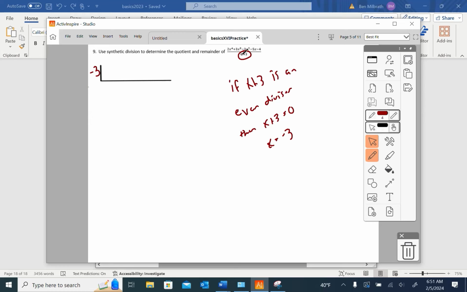Notice the sign change from positive to negative. There's always a sign change. Coefficients are 2, 3, negative 3, negative 5, negative 4. And our acronym is drop, multiply, and add. We drop this 2 all the way down. Negative 3 times 2 is negative 6. 3 minus 6 is negative 3. Negative 3 times negative 3 is 9. Negative 3 and 9 makes 6. Negative 3 times 6 is negative 18.